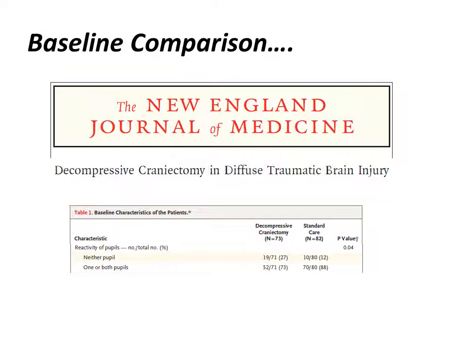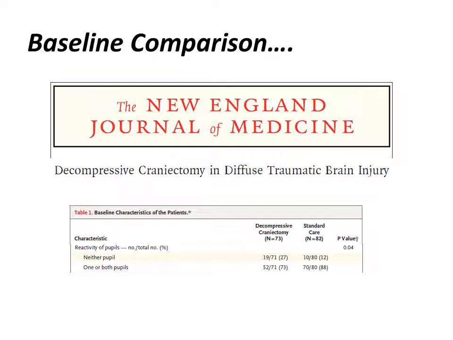So you can see that in patients who underwent decompressive craniectomy, 20 patients had none of the pupils reactive, whereas only 10 patients out of 80 did in the other group, and that's a significant difference. If you look at one or the other pupil being non-reactive, then it's the other way around. So the clinical significance becomes a little bit muddled.